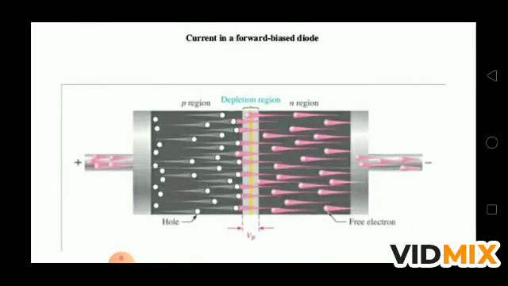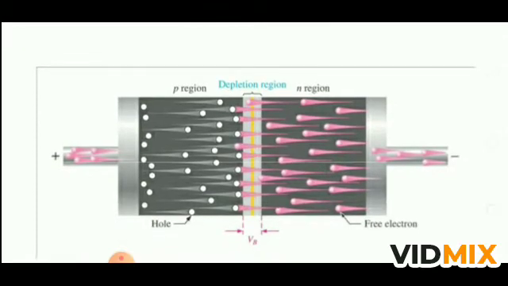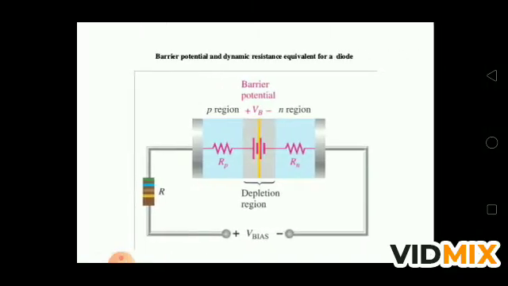Now if you see in the figure, current in the forward bias diode is due to the electrons moving from N to P. The red colors are electrons and the white colors are holes, and VB is the barrier potential of the depletion region.